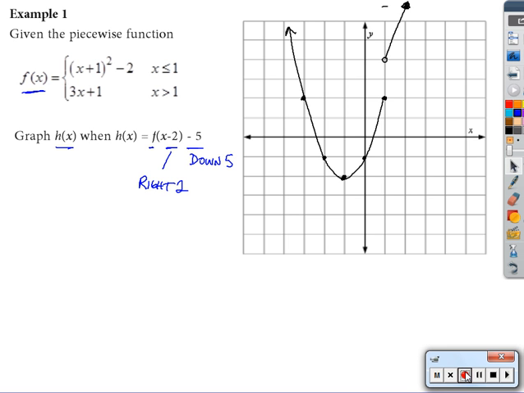So we take each point and we simply shift it by what this tells us. So if I go right 2 for the parabola, down 5, and all the points, right 2, down 5. Okay, right 2. Okay, that gives us the shifted parabola. And the shifted line, and that will be transforming a piecewise function.